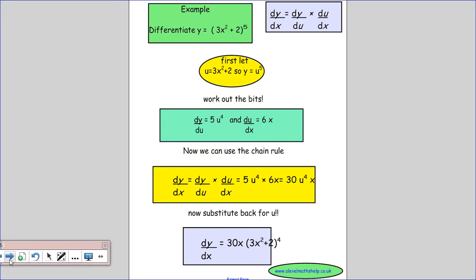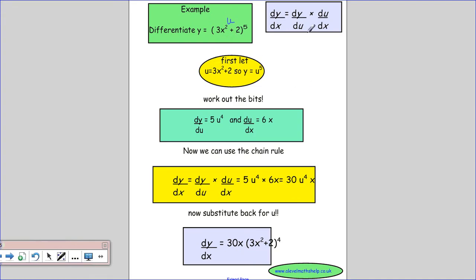Okay, a slightly harder example, but just much of a muchness, just the same sort of thing. So you choose the bit inside here, so we've got y equals (3x squared plus 2) all to the power of 5. So the bit inside the brackets is your u. And then if this was u, then you can see that your y equals u to the power of 5. So we've just substituted in there.